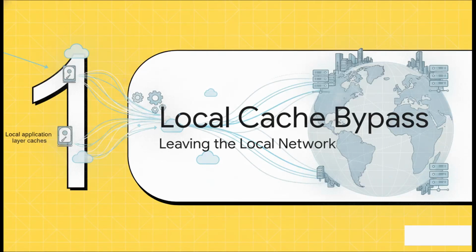All right, kicking things off with Section 1, the local cache bypass. Our journey actually begins the exact millisecond you tap your screen. By intentionally bypassing those local application layer caches that usually serve up content instantly, we're forcing your data packet completely out of your local ISP network. We're ejecting it from that comfortable terrestrial bubble so it has to seek its ultimate destination thousands of miles away.